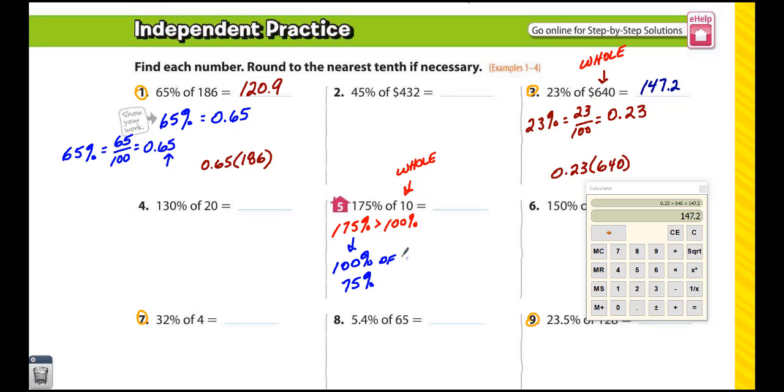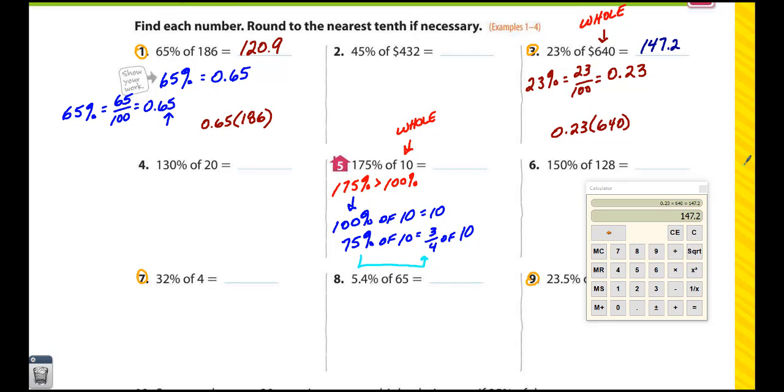Now 100% of 10 is 10. 75% of 10 is equal to 3/4 of 10. 75% being the same thing as 3/4. Now, you might plug this right into a calculator, and that would be fine, but I want you to think about what's happening here. So the 75%, the 3/4 of 10, what we're saying is divide 10 into 4 pieces.